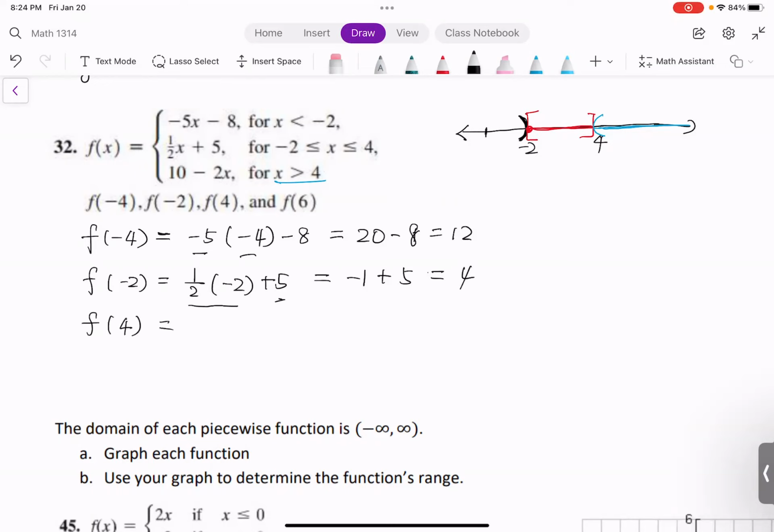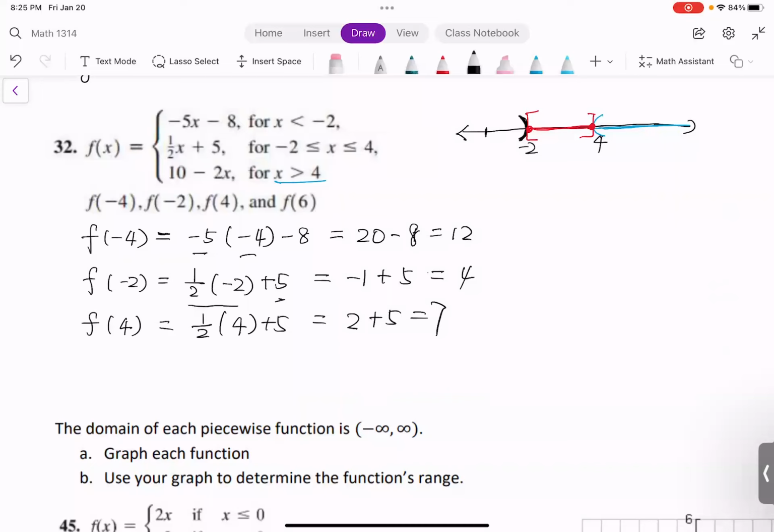Where is 4? So 4 is here in the second interval. Let's use the second equation. 1/2 times 4 plus 5 equals 1/2 times 4, that's 2. 2 plus 5 is 7.